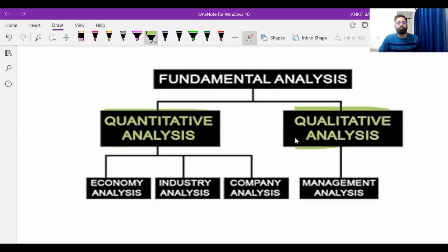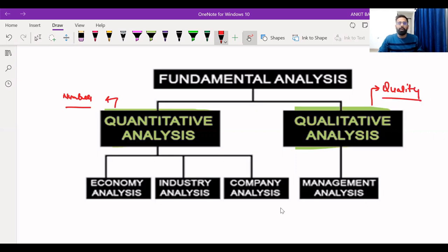If I talk about quantitative analysis, in quantitative analysis we analyze the numbers of the company, that is, how the company is performing. In qualitative analysis we check the quality of the organization. How we will be checking the quality of the organization, we will be discussing in detail.